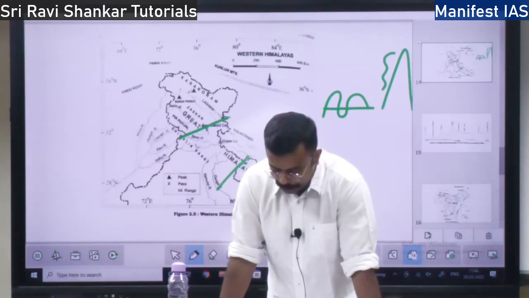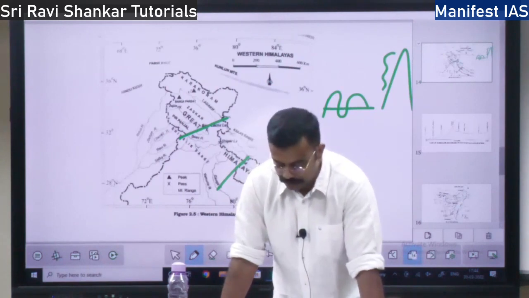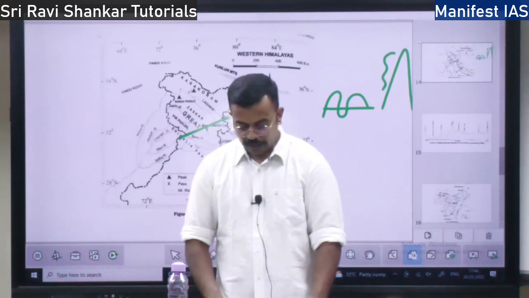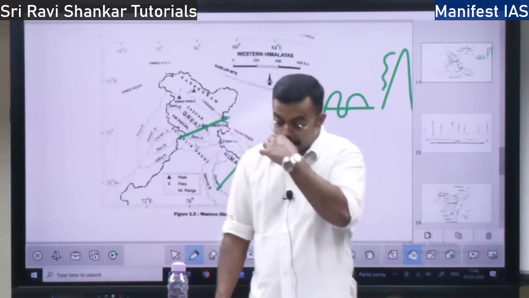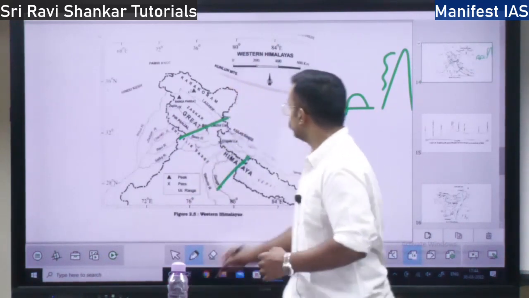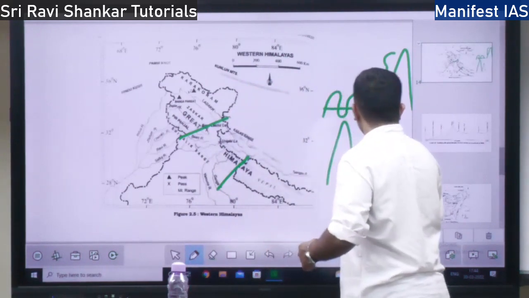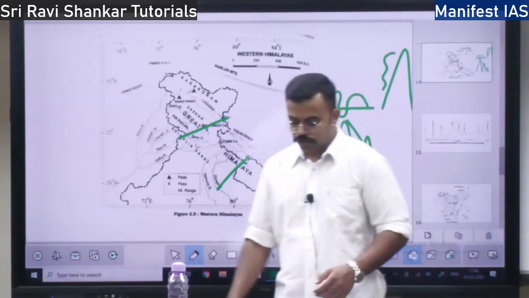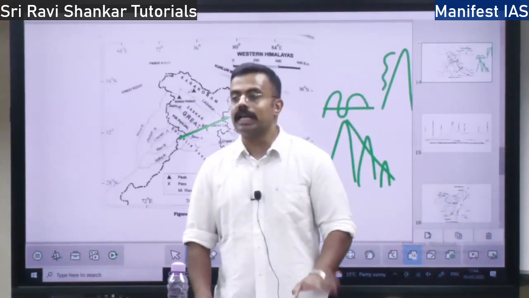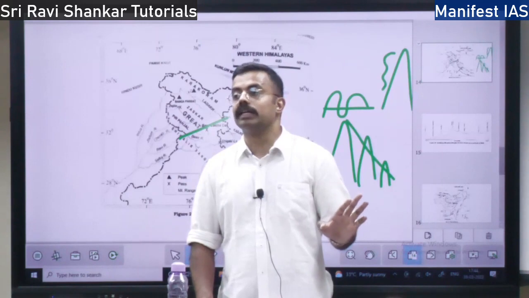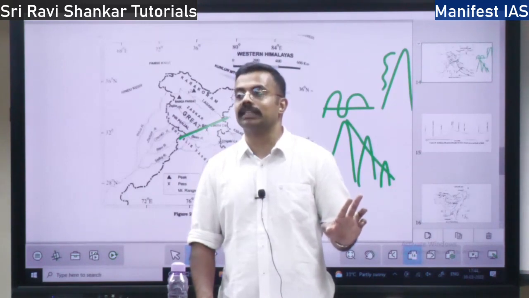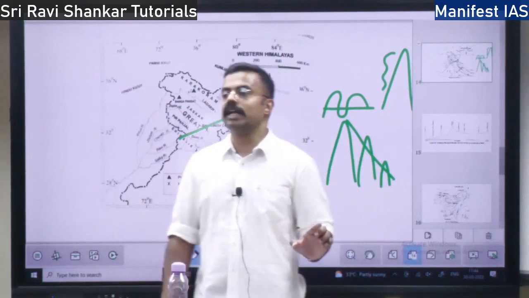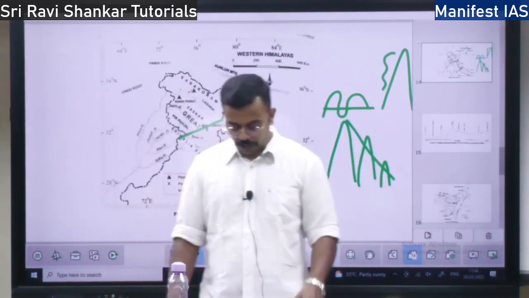So here you find similarly three ranges, same three ranges. The first range is Greater Himalayan Range. The second range is the Lesser Himalayan Range. And third range is Shivaliks. Greater Himalayas, Lesser Himalayas and Shivaliks. These three ranges you will find here also. So here Lesser Himalayas are called as Nagtiba. In Uttarakhand, Lesser Himalayas are called as Nagtiba. In Himachal Pradesh, they are called as Doladar. Right? They are called as Doladar.